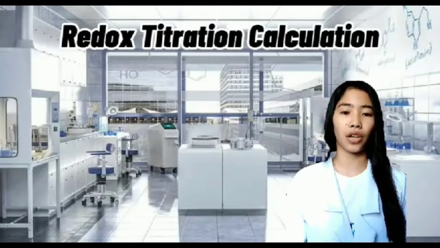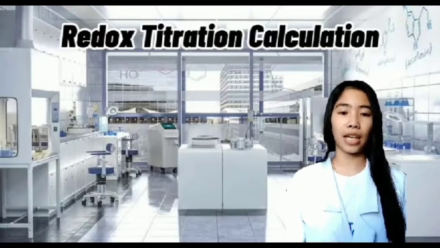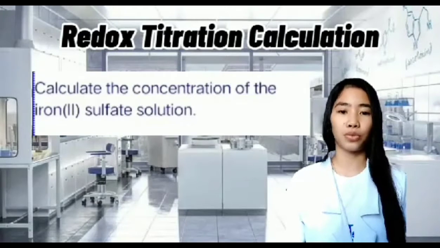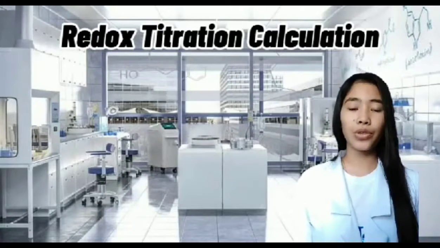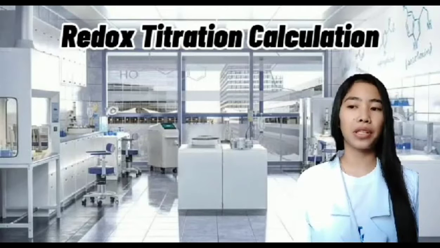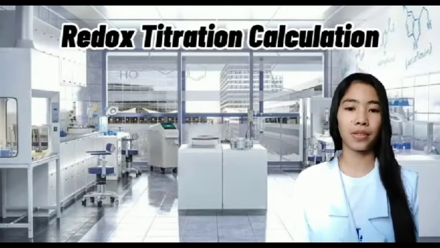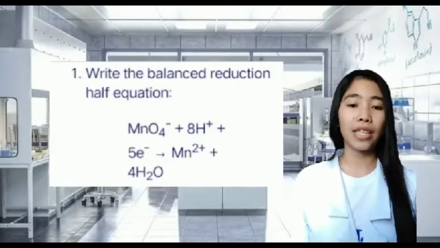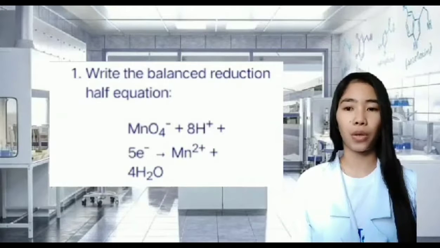So let's proceed to our next topic, which is the redox titration calculation. So we will be calculating the concentration of the iron sulfate solution. In order to solve the given problem, we need to follow some steps. The first step is to write the balanced reduction half equation.